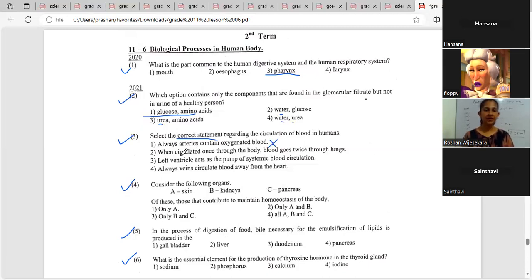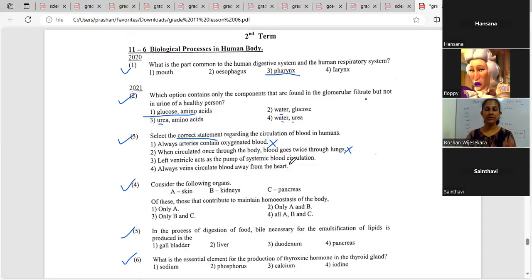Then, when blood circulates once through the body, it goes twice through the lung? No. Blood goes twice through the heart, but once through the lung. Okay, but not through the lungs. The left ventricle acts as the pump of systemic blood circulation. Then, veins always circulate blood away from the heart. Is that correct? No. Okay.